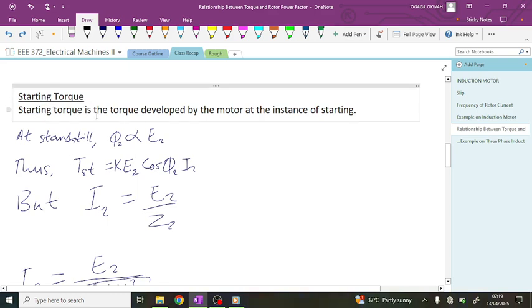Now, when we say starting torque, it is the torque developed by the motor at the instance of starting. So when we start up the motor, at that instance of starting, the torque developed by the motor is known as the starting torque. Okay, so at standstill, the rotor flux is proportional to the EMF.